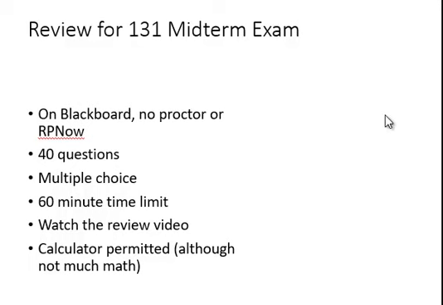So anyway, that's about it for the midterm review. Just a short little thing to kind of focus your study. Again, it's going to be on Blackboard. You can take it anytime during the week. You'll turn it in right there. It'll give you your score. It's multiple choice with a 60-minute time limit. So you're not going to be able to do any sort of really open book because you're not going to have the time to do that. And that'll be that. Good luck on the exam.